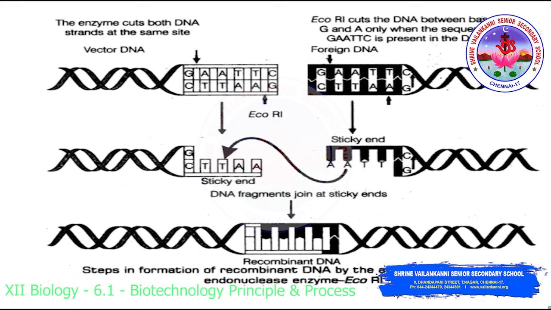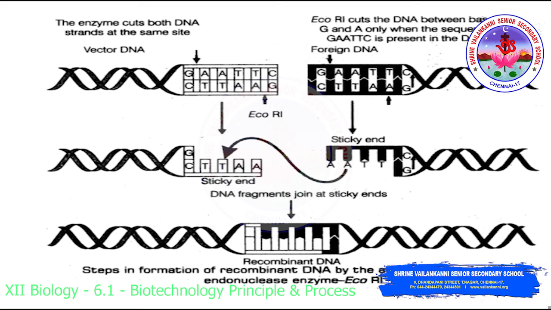So in this snap you can see the steps in the formation of recombinant DNA by the action of restriction endonuclease enzyme EcoR1. Here you can see the vector DNA, and on the right hand side the foreign DNA. In the vector DNA, the enzyme cuts both DNA strands at the same site. EcoR1 cuts the DNA between the bases G and A only when the sequence GAATTC is present in the DNA, that is, in a palindrome condition.